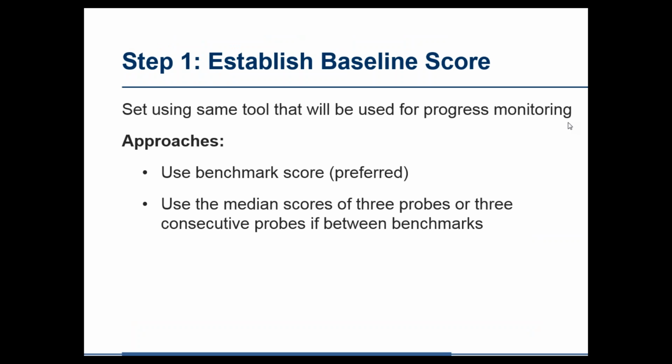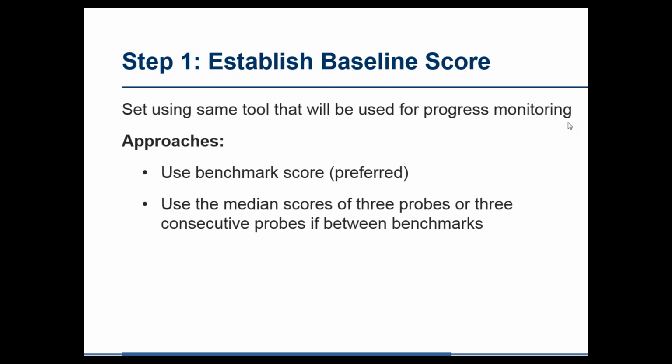Establishing the baseline score is the first step in setting a progress monitoring goal. The baseline indicates the student's initial knowledge level or baseline knowledge. Baseline scores should be established using the same type of tool that will be used to collect the ongoing progress monitoring data. There are two recommended approaches.